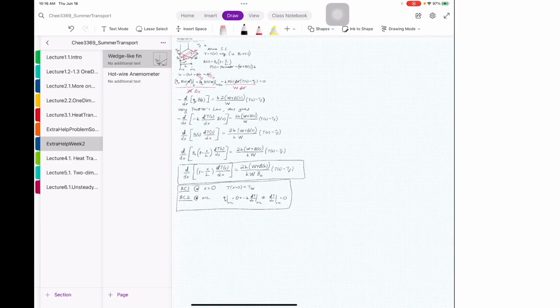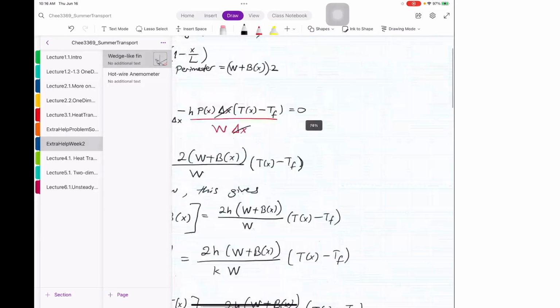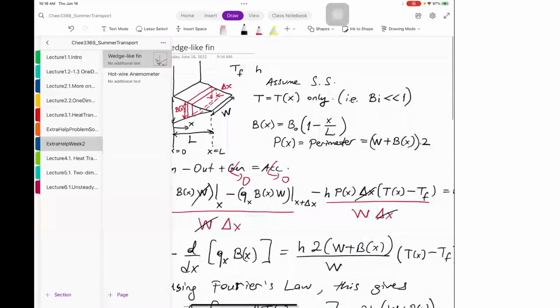No. Where did you get the b of x equation? Yeah, it's from geometry. You can see.